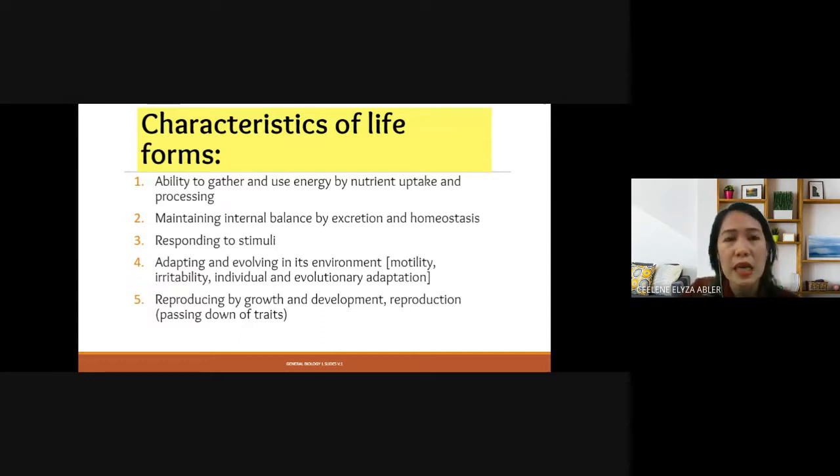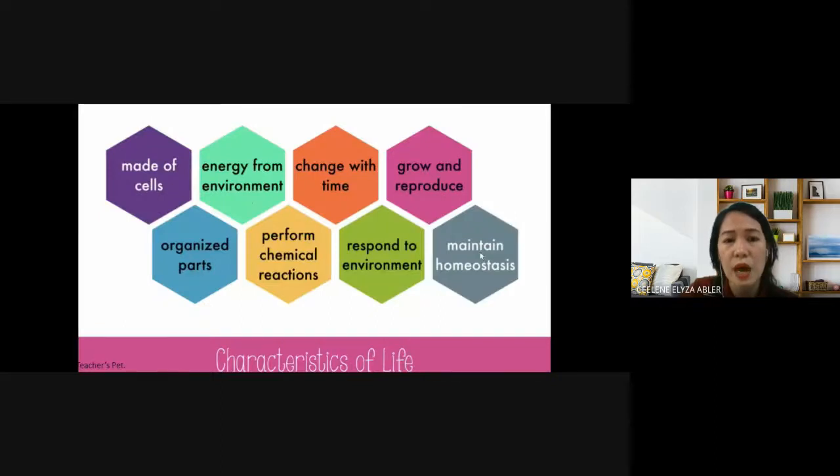So those are the characteristics of life. Meron tayong others, pero these are the shortcut na. So this is from Teacher's Pet. They are made of cells. They get energy from the environment. It's either they are autotrophs or heterotrophs. Then they can change with time, which is evolutionary adaptation. They can grow and reproduce, by mitosis or meiosis or binary fission. Kung sa bacteria naman, we have another form which is conjugation, which i-discuss natin sa quarter 4. Organized parts sila, so they have systems of their parts, and they can perform chemical reactions, respond to environment or stimuli, and maintain homeostasis.